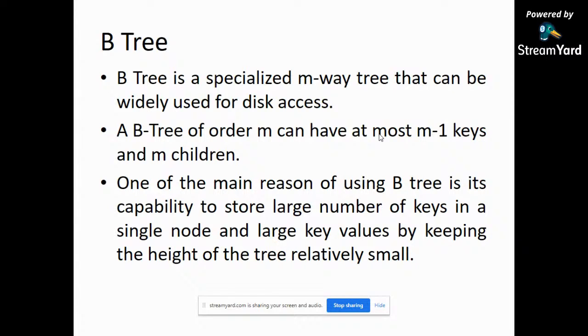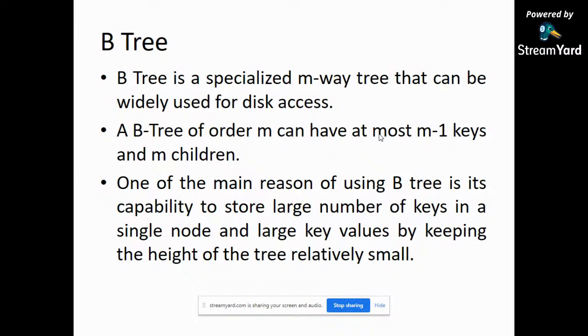So from one node, if the order of the tree is M, we can have at most M children. For example, if the order is 5, a B tree of order 5 means that in one node we can have at most 5 minus 1, that is 4 keys, and 5 children. So this order of the tree is very important.